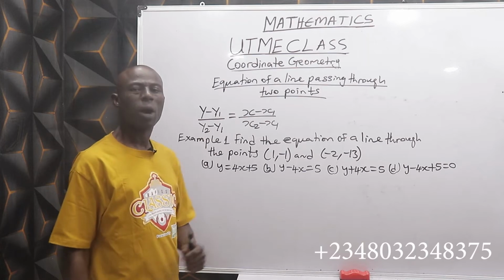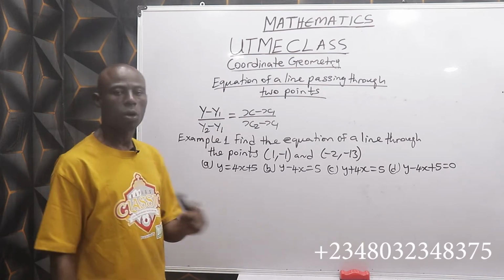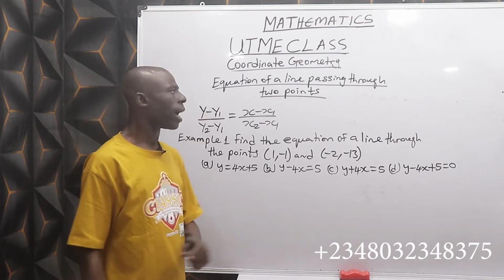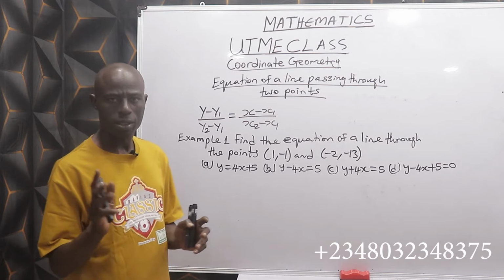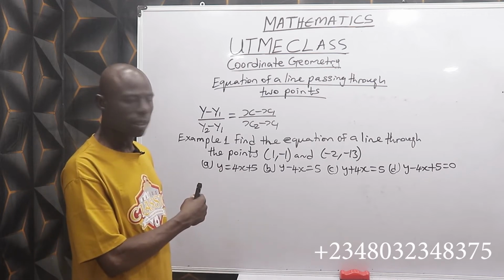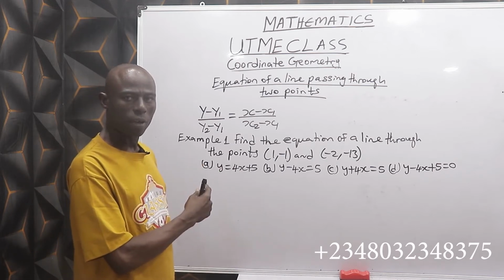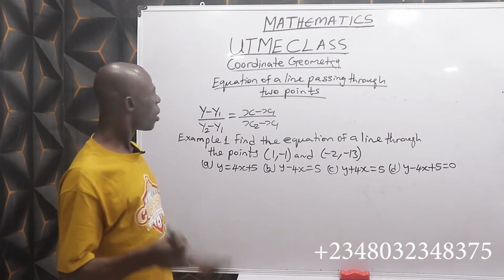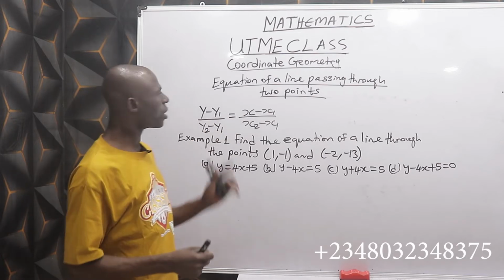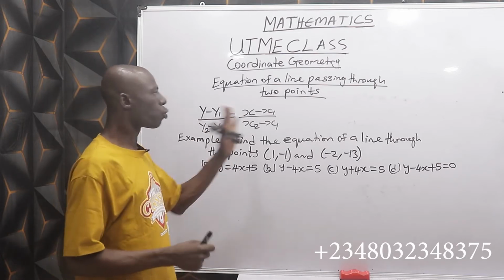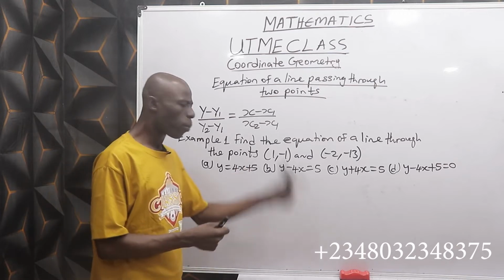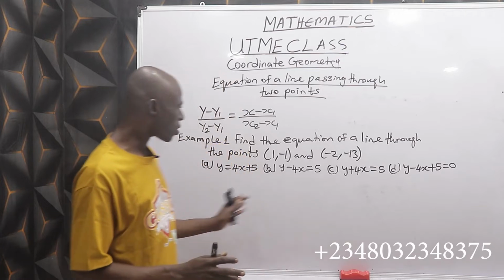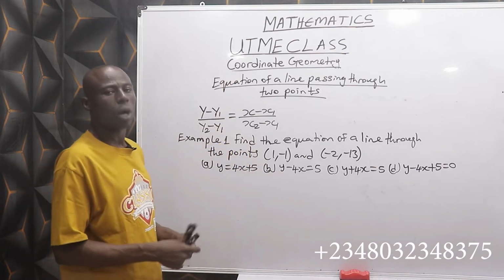Here we come to another concept under coordinate geometry. The concept is the equation of a line passing through 2 points. Don't forget, we've just concluded the equation of a line passing through 1 point with gradient given. But here, we are considering the equation of a line passing through 2 points. Anytime you are given 2 points, you will not be given the gradient, and you'll be asked to find the equation. So how do you go about it?